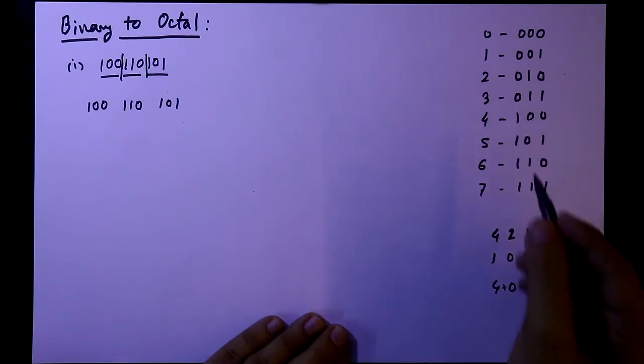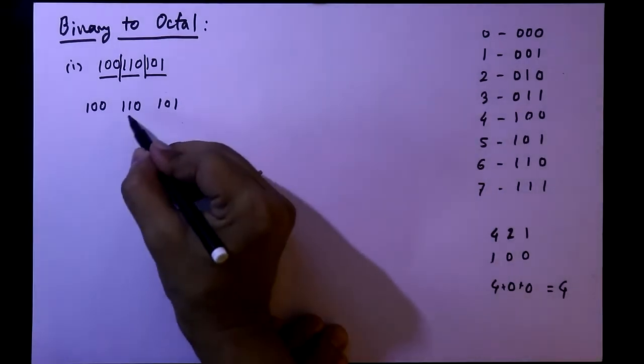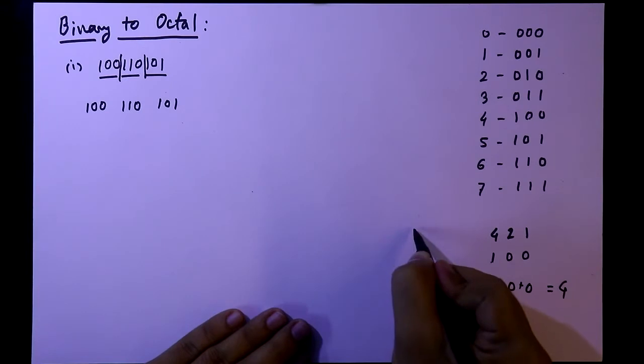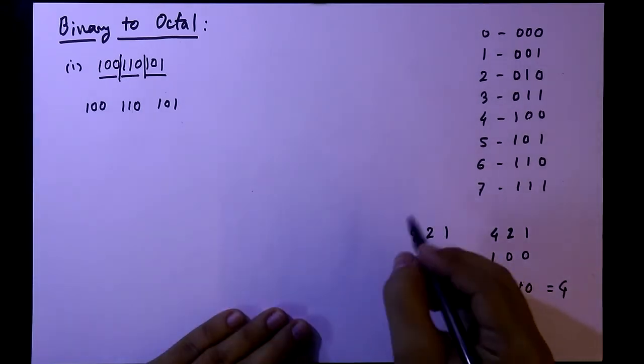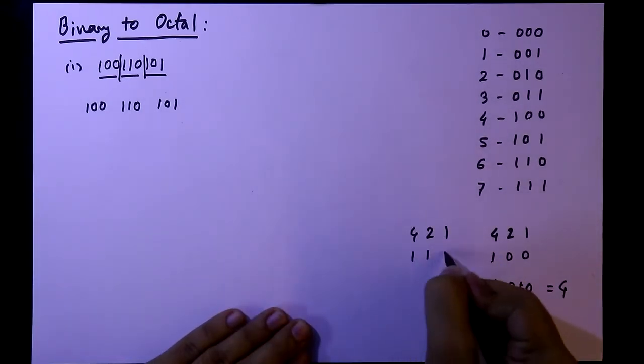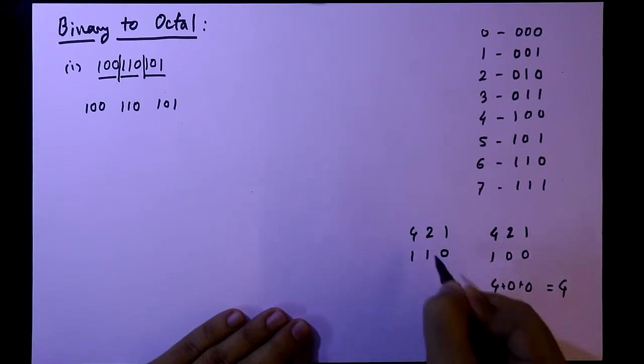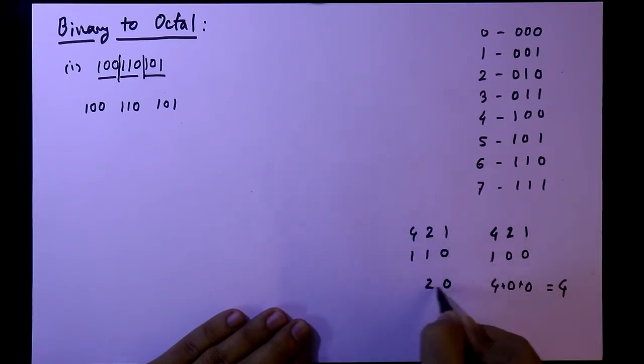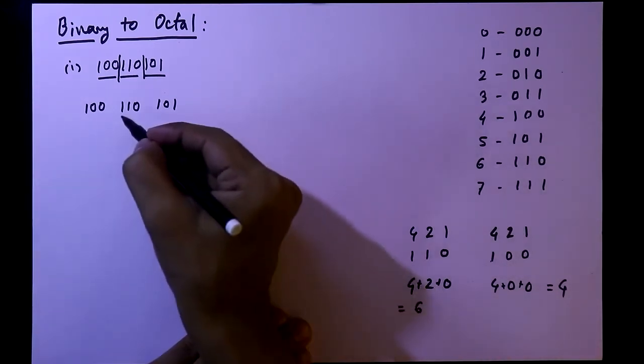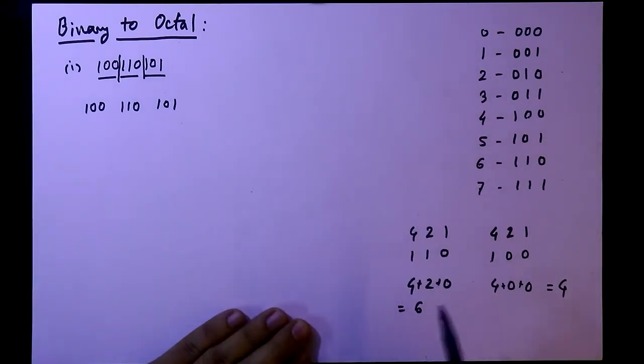Right? If you want to convert this middle one, write the code, then write this number 110. 0 multiplied by 1 it is 0, 1 multiplied by 2 it is 2, 1 multiplied by 4 it is 4. Add this number, 4 plus 2 plus 0 it is 6. 110 means 6.